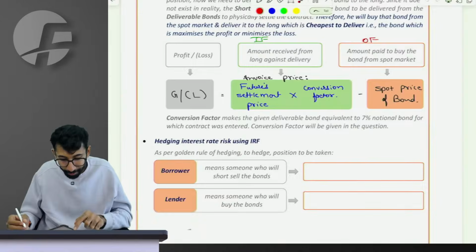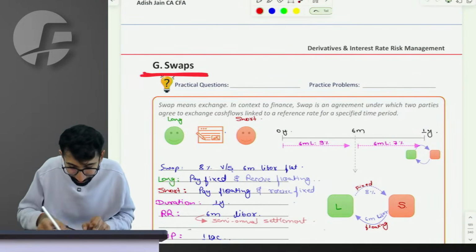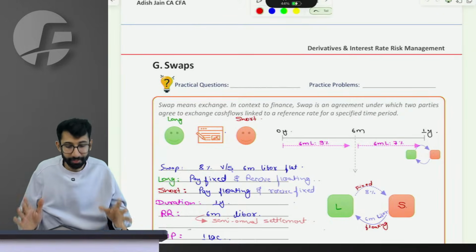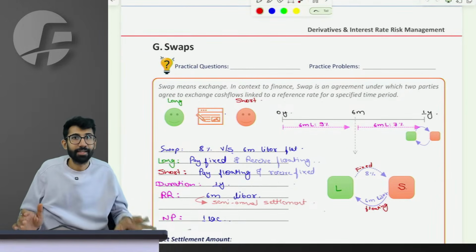Now the next discussion, people in the class, has to be on the swap. Again, the swap is really confusing to a lot of students. Let's discuss it with our best clarity in this class.